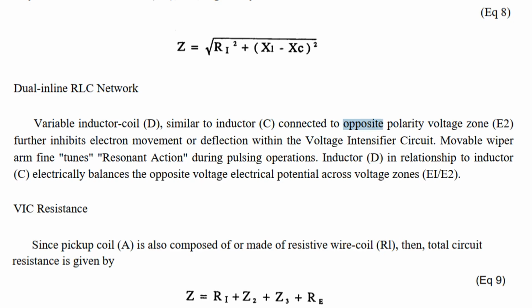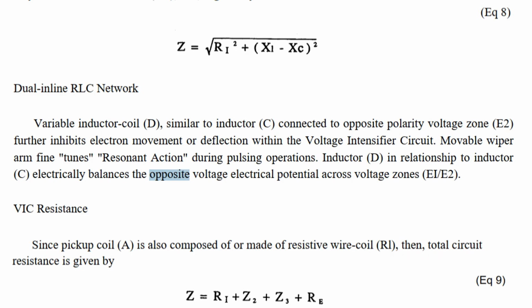So here we have in our first thing the dual inline RLC network. Variable inductor coil, similar to inductor C, connected to opposite polarity zone, voltage zone, further inhibits electron movement or deflection within the voltage intensifier circuit. Next, movable wiper arm fine-tunes resonant action during pulsing operations. Inductor D, in relationship to inductor C, electrically balances the opposite voltage electrical potential across voltage zones.